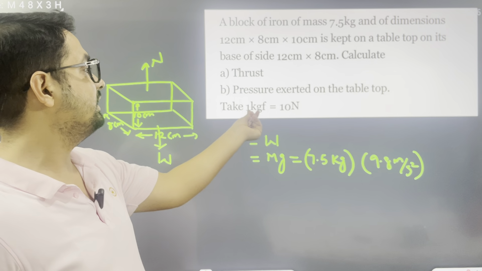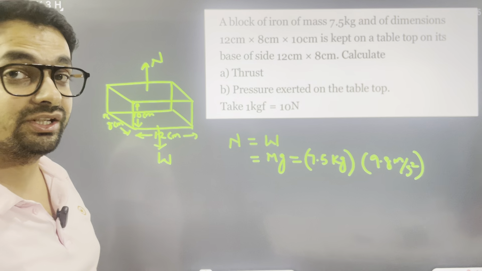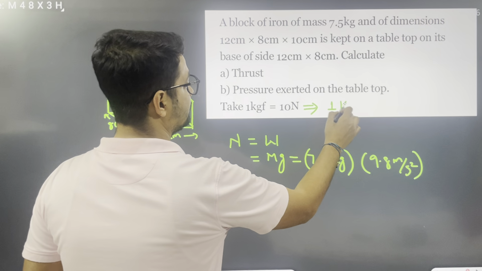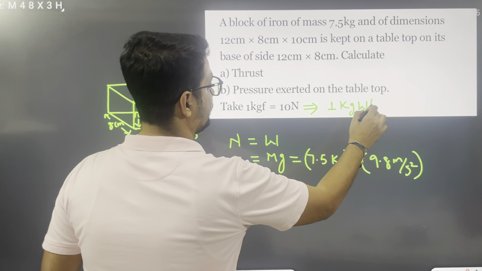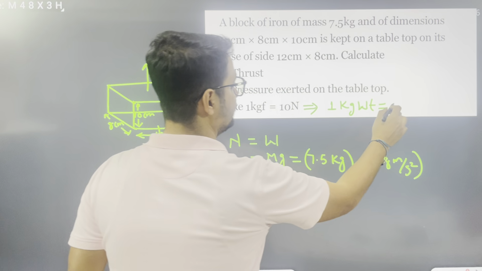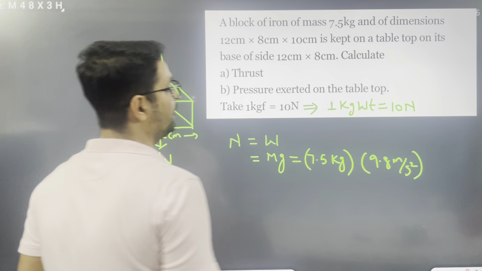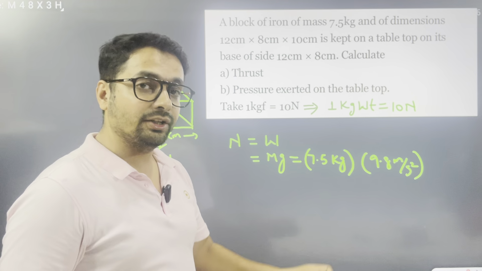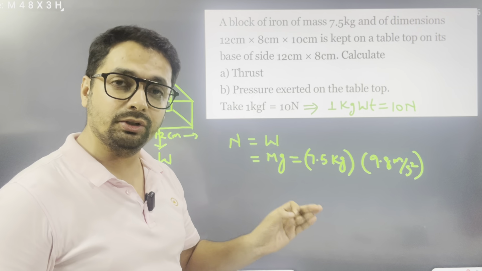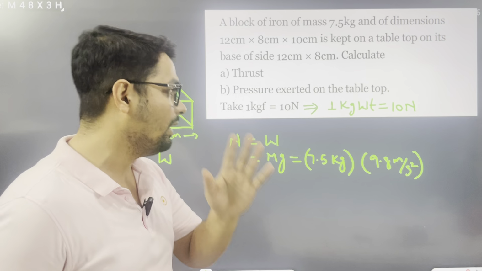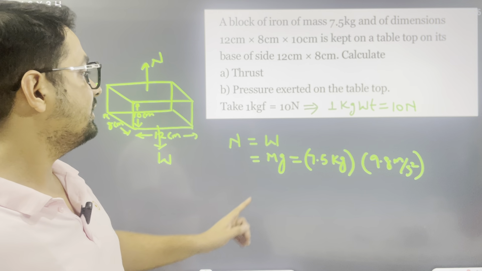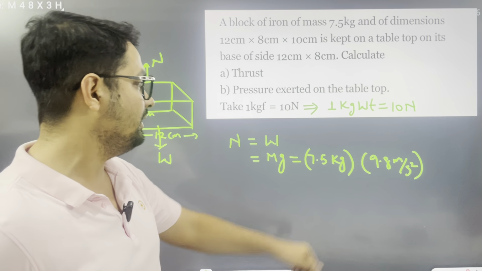Here one thing is given, 1 kgf equals to 10 Newton. What is the meaning of 1 kgf? Just try to understand. 1 kgf means 1 kg weight. What is the meaning of this? Means weight of 1 kg mass. That is how much given? 10 Newton. If it's not given 10 Newton, we should take what? 9.8 Newton, because acceleration due to gravity is 9.8 meter per second square. So here 1 kg weight is what? 10 Newton. Correct?